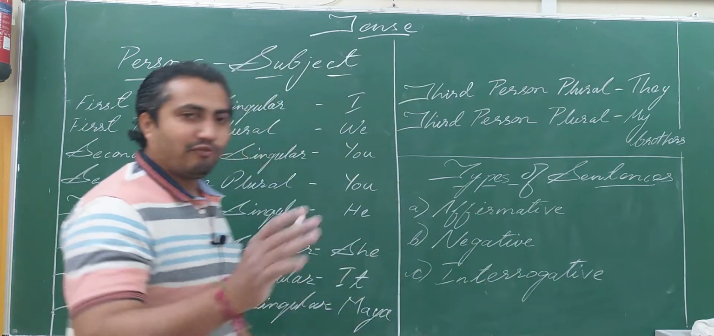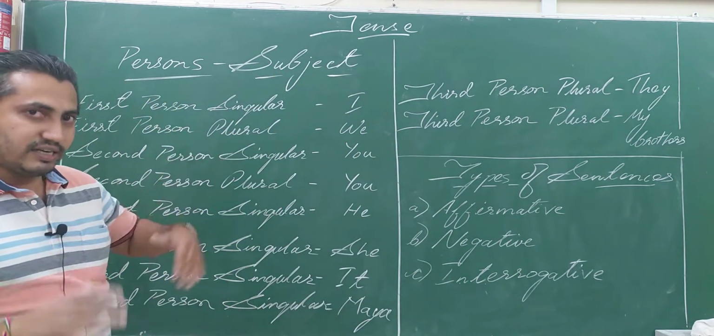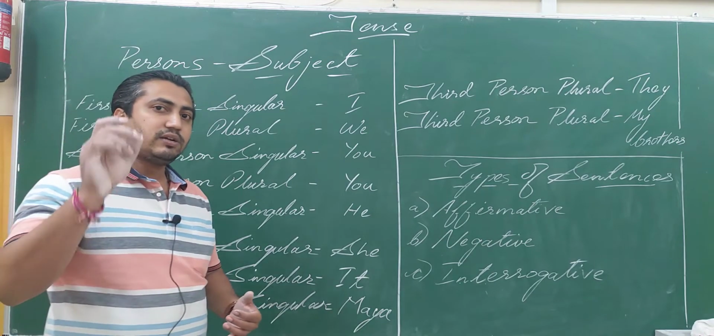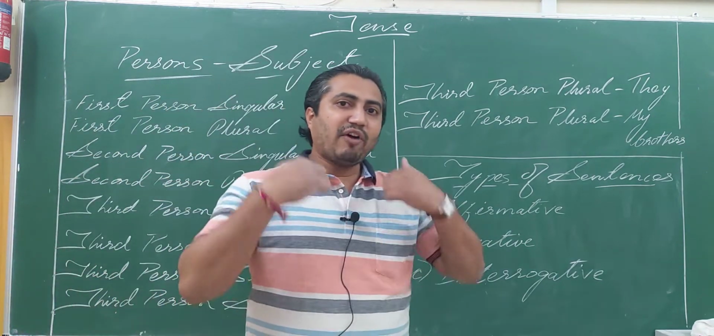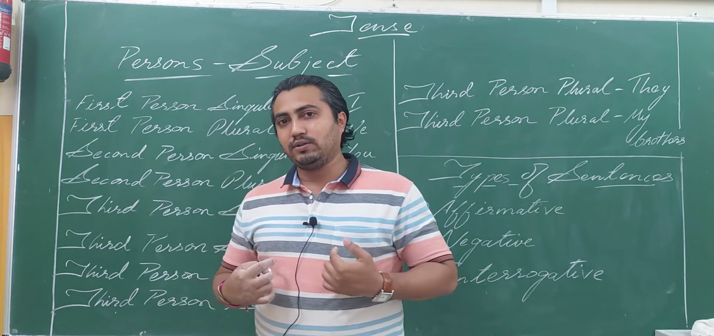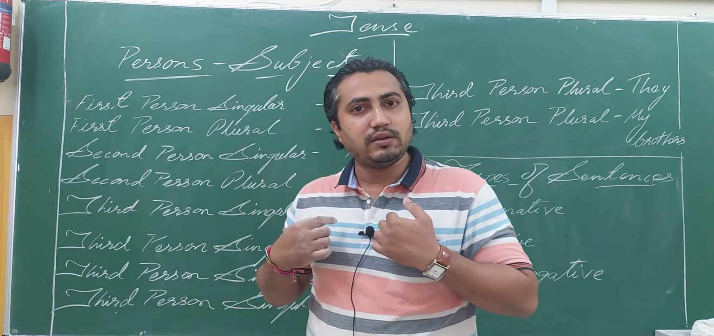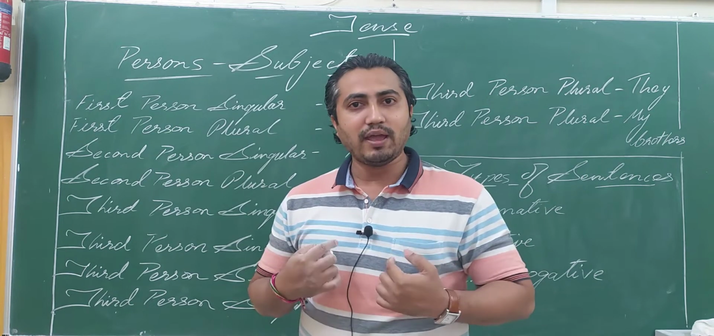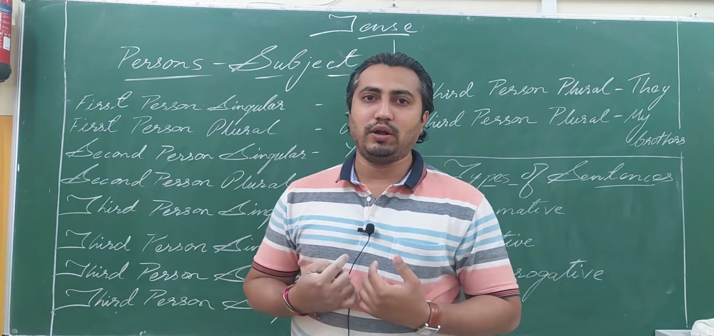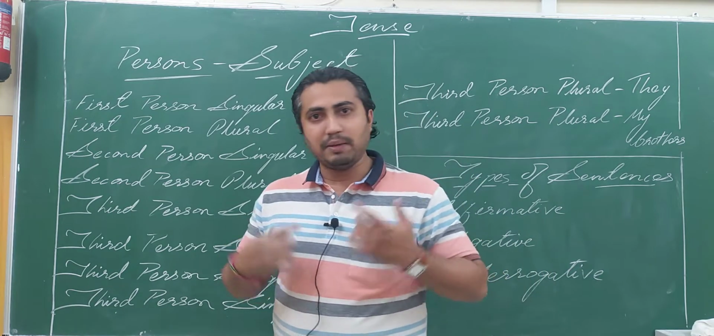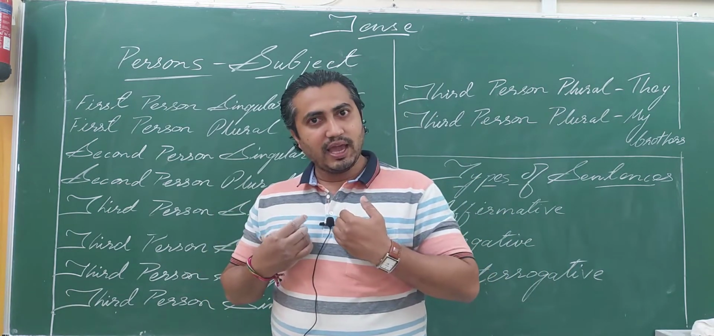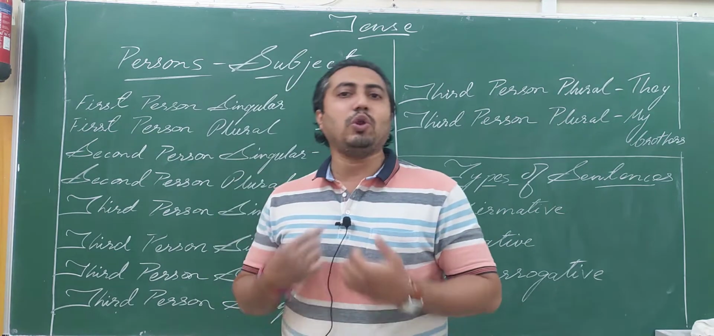Okay, now before we understand it in a little more way, let us try to understand one more thing. First person: if I am speaking alone, I am first person singular. Why? Because I am speaking alone, and I can be only one person. So I am alone, so I am first person singular.